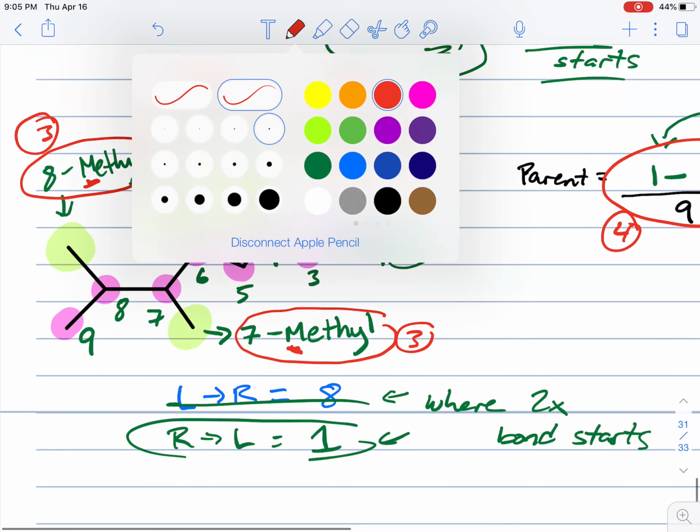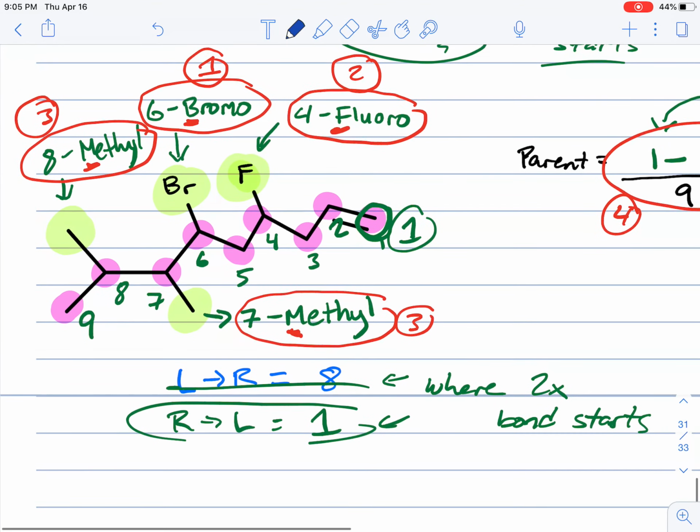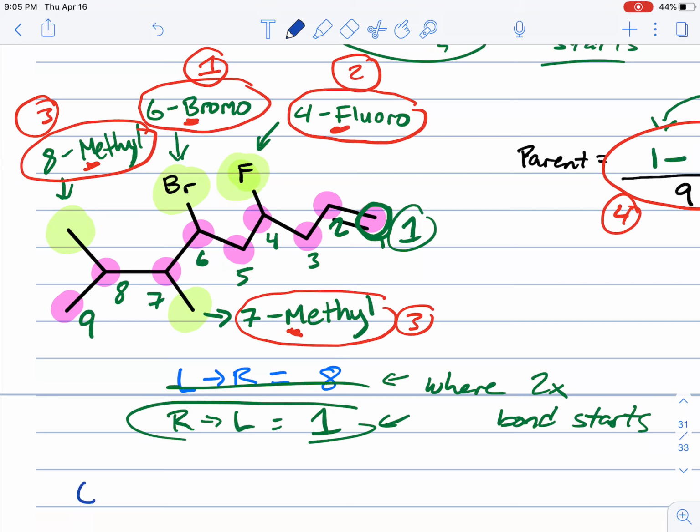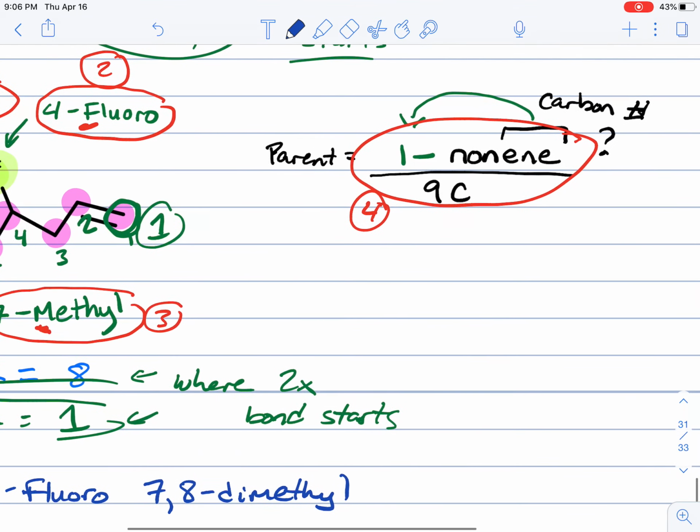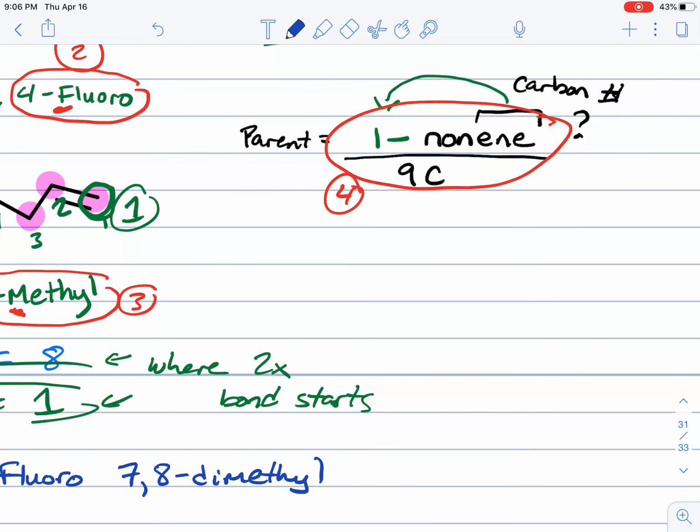All right, so let's go ahead and start writing our answers down. And so we have 6-bromo as the first item in our answer. Then we have 4-fluoro. Next we have the methyl groups. And I labeled both of them as 3 because I'm going to combine them. And so the 7 goes first, then the 8, dash dimethyl. And then the last item, number 4, is going to be that one nonene.